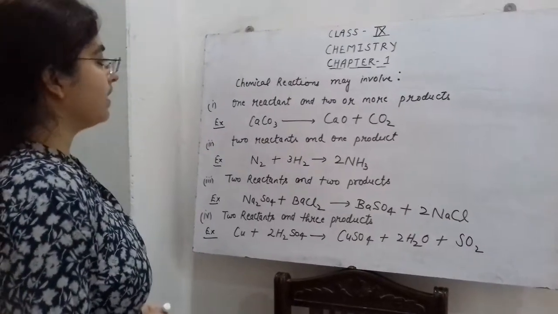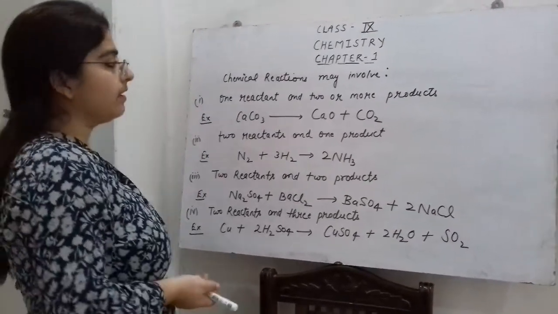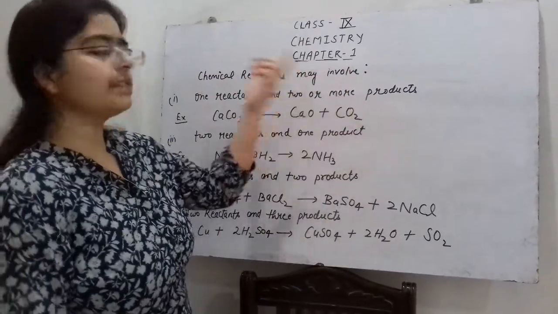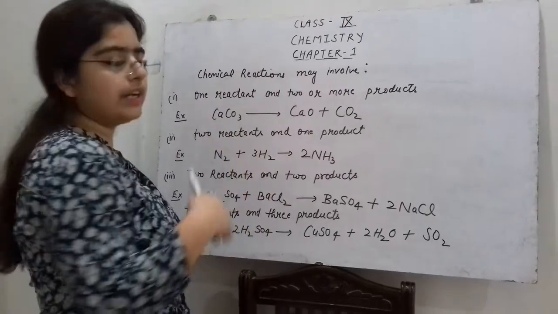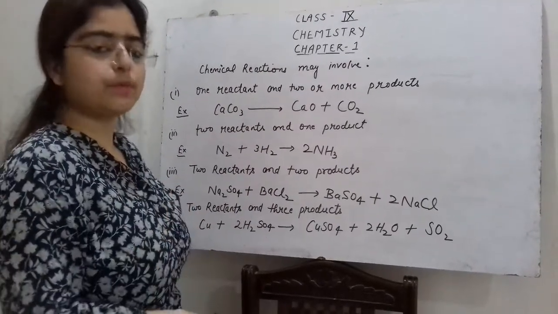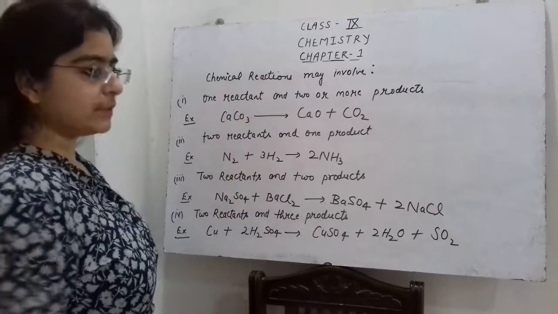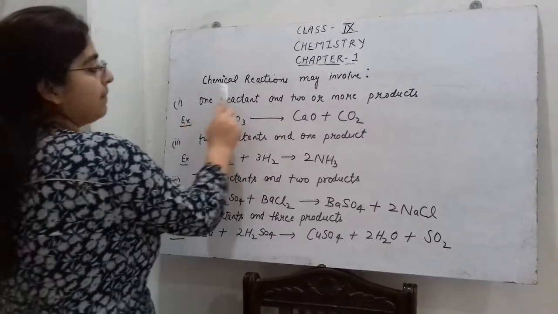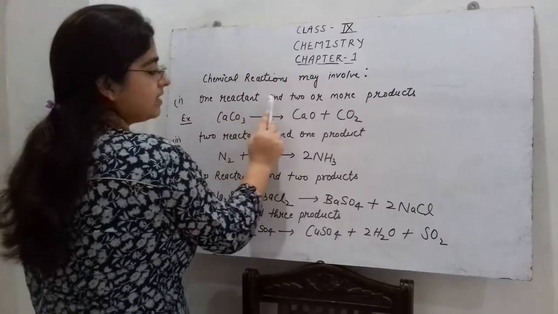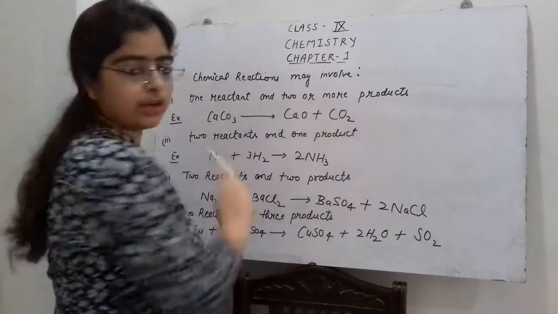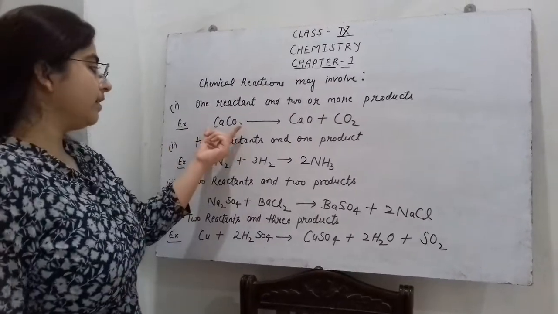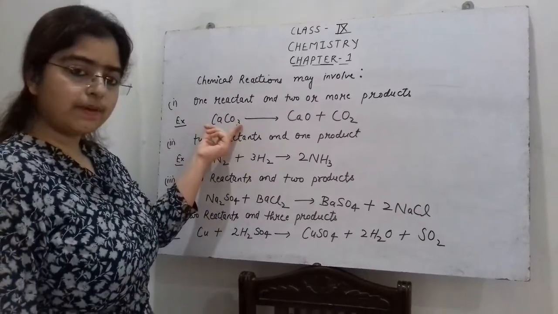Now the next topic is types of chemical reaction. Chemical reactions can be of different types, meaning they can involve one reactant, more than one reactant, one product, more than one product. So we will discuss all of these points here. A chemical reaction may involve, first, one reactant and two or more products. Let's take an example. Here the reactant is only calcium carbonate.